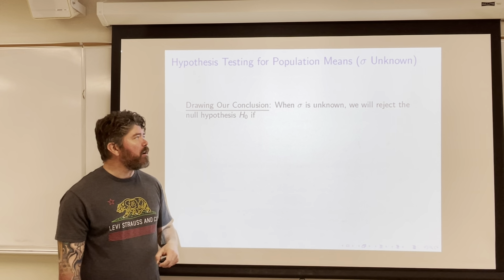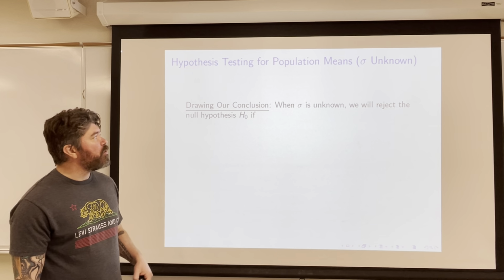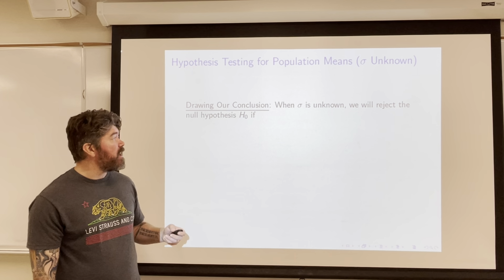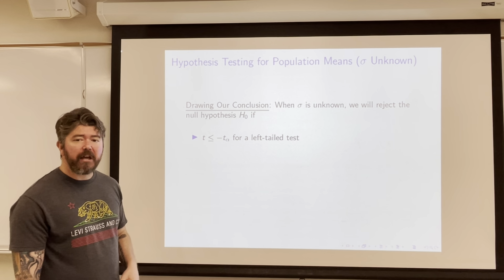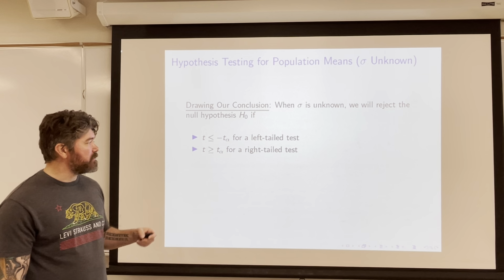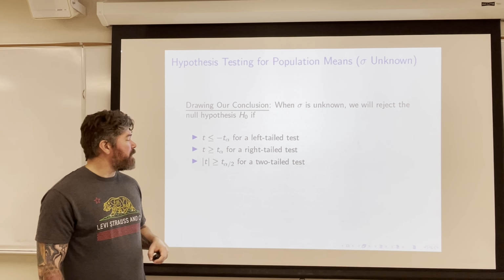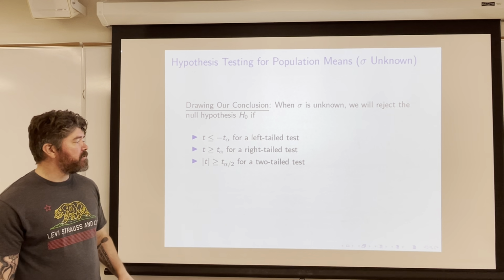So when we're drawing our conclusion, when sigma is unknown, we will reject the null hypothesis H naught if t is less than or equal to negative t alpha for a left-tailed test, t is greater than or equal to t alpha for a right-tailed test, and the absolute value of t is greater than or equal to t alpha over 2 for a two-tailed test.